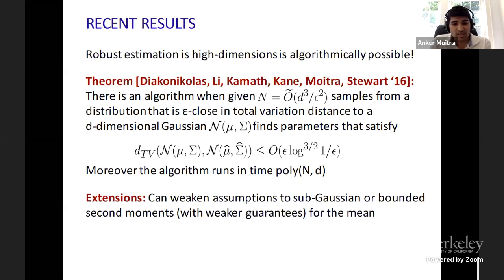So there are a few extensions of this work, and I'll talk about many more extensions later. But you can actually weaken the assumptions. You don't need the distribution to actually be Gaussian. You need merely that the inliers are sub-Gaussian or have bounded second moments, albeit you get weaker robustness guarantees for things like mean estimation.